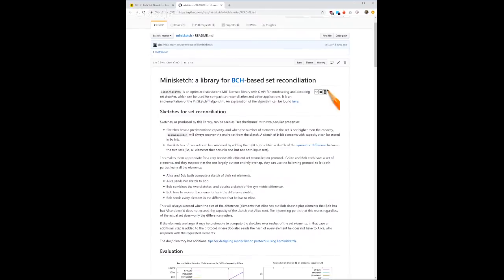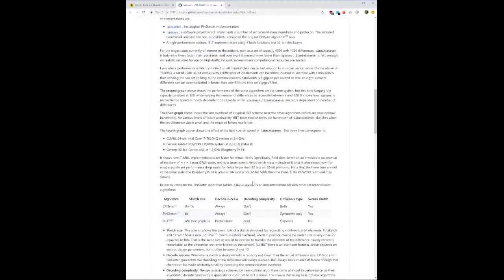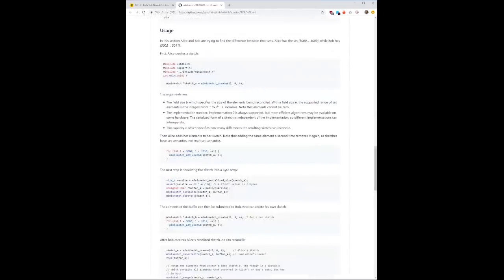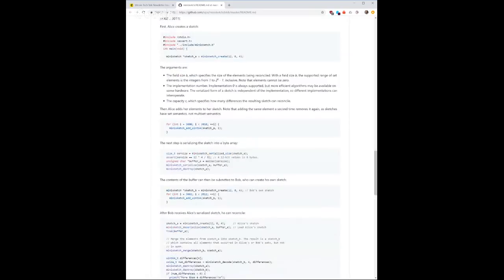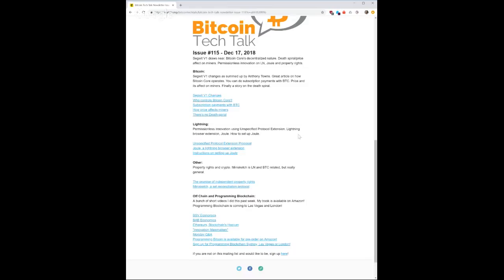So if I have some set of transactions and you have some set of transactions, how do we tell the difference and efficiently communicate that difference quickly to each other? And it's not just transactions, right? It's useful for all sorts of things. So that's what Mini Sketch is, and there's a whole bunch of code here. It looks like it's written in C++, so you can take a look at it and see what you can do with it. It's built for Bitcoin, but you can do a lot of other stuff with it. Anyway, that is it for the Bitcoin Tech Talk part of the show.